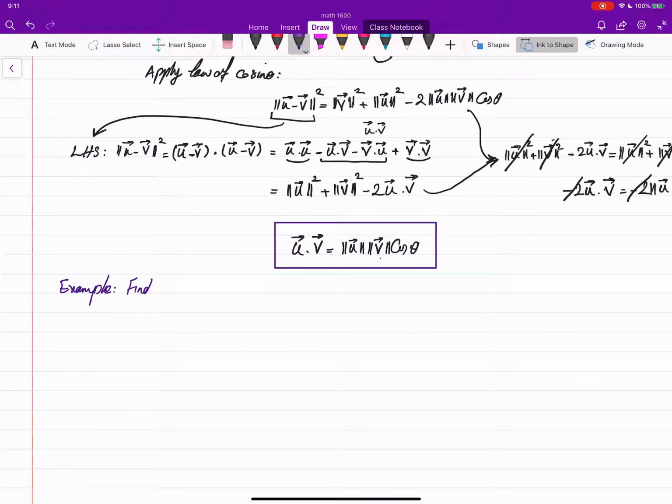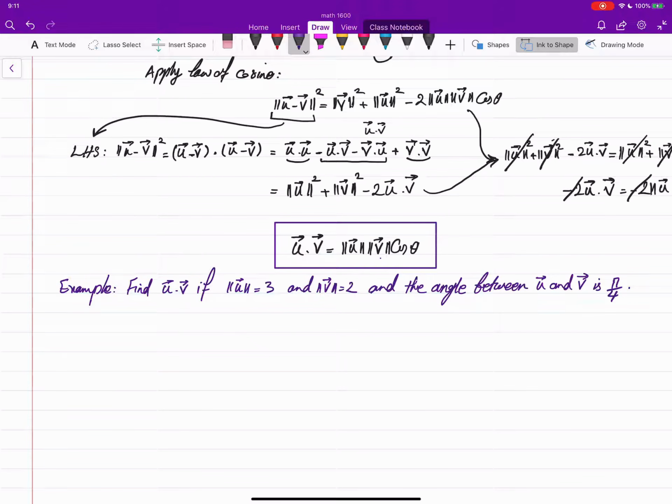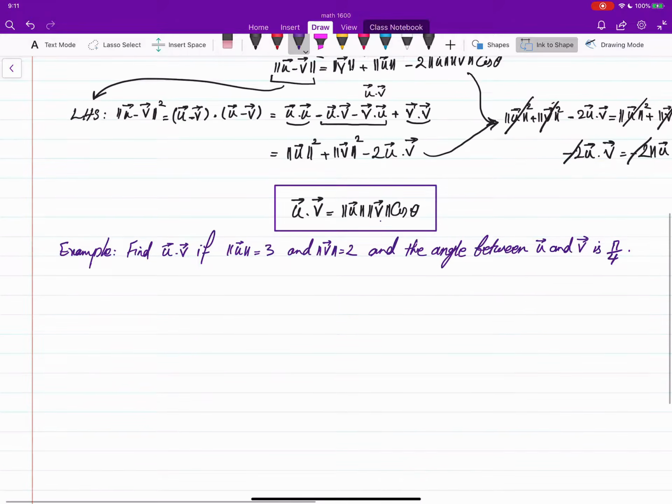Find u dot v if the length of u is 3, the length of v is 2, and the angle between u and v is pi over 4. Pi over 4 is in radians, so remember, in degrees this is 45 degrees.